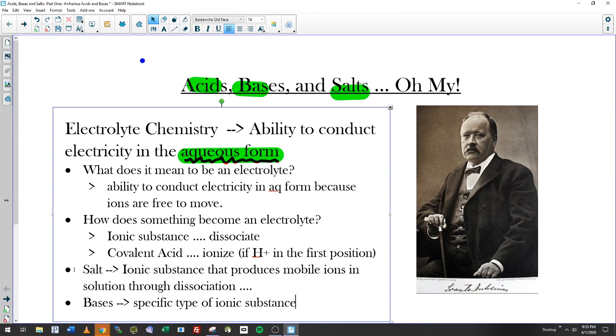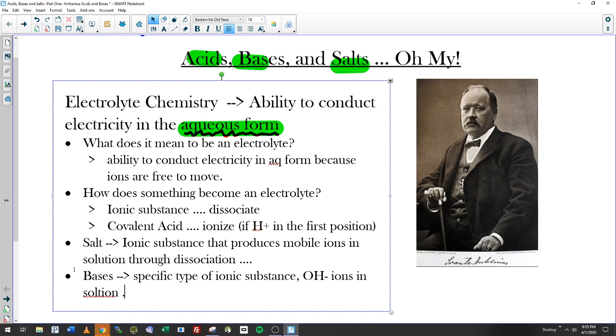Every base, according to Arrhenius, needs to be an ionic salt. I just want to keep pointing out, I keep saying Arrhenius. There's another guy who says something different later on, but according to Arrhenius, it has to be an ionic substance. So a very specific type of ionic substance, and when it dissociates, it produces OH- ions in solution because of dissociation.